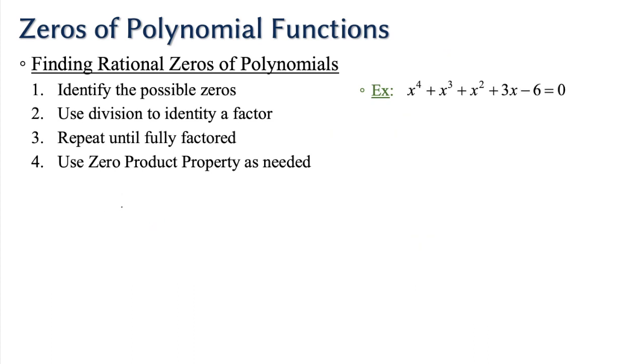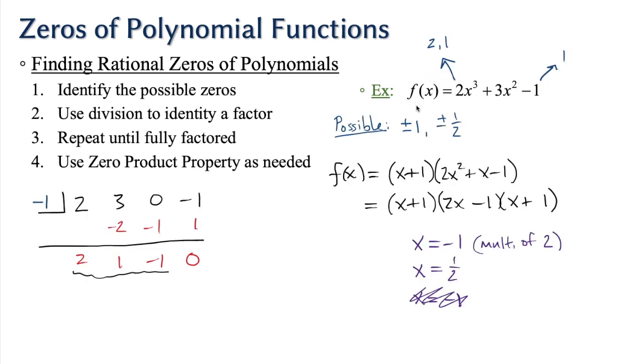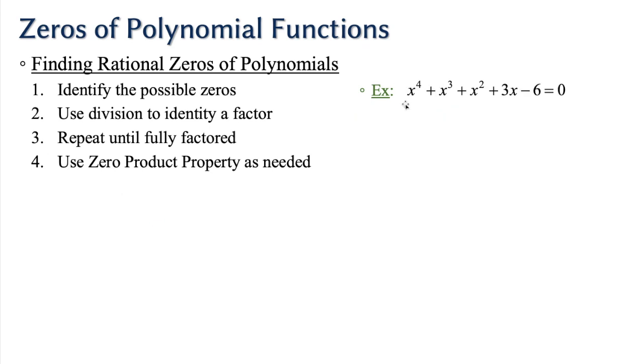Okay, let's try this again. This time, we're going to solve a 4th degree polynomial. Instead of an example that's just listed off as a polynomial, let's find the zeros. Now it's actually written as an equation, but we're going to use the same process.